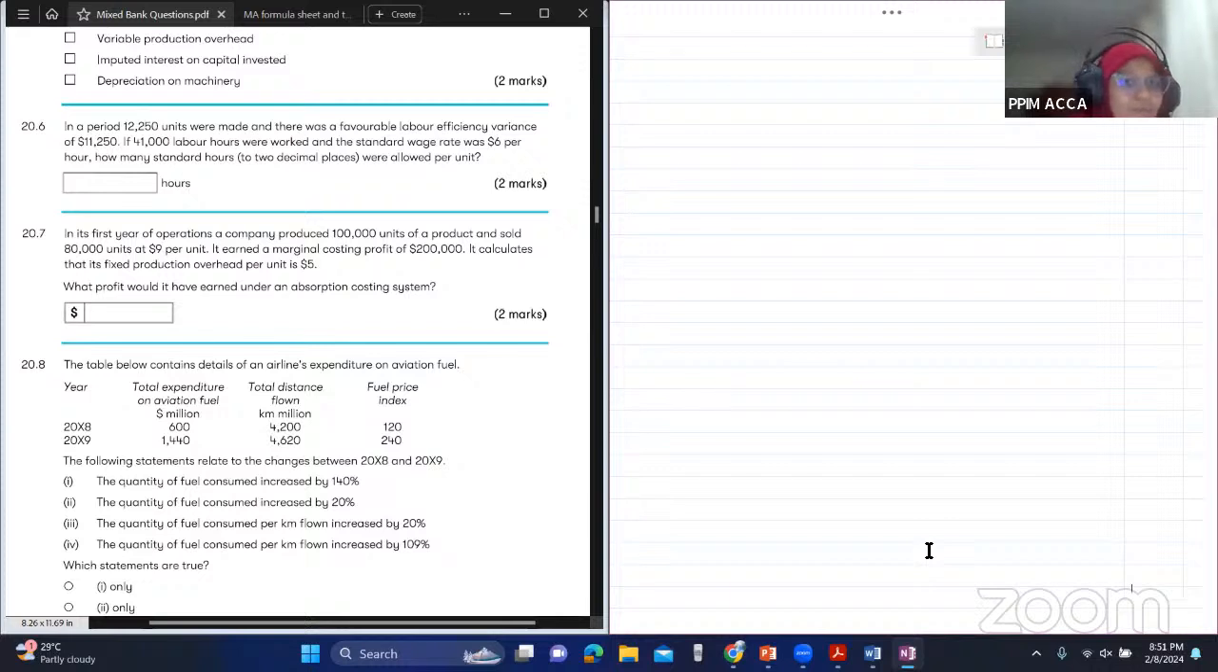In its first year of operations, a company produced 100,000 units of a product and sold 80,000 units at 9 per unit. It earned a marginal costing profit of 200,000. It calculates that its fixed production overhead per unit is 5. They're giving you the marginal costing profit of 200,000, and asking what profit it would have earned under an absorption costing system. That's the question.